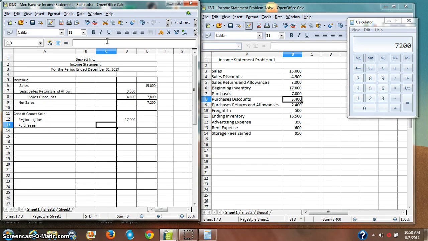And then I've got purchases. How much stuff did I buy? I've got $7,000 worth of purchases. And I'm getting these numbers just straight off of here. There's my $7,000 in purchases.